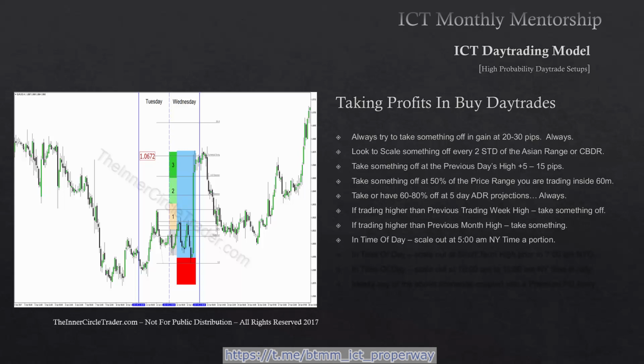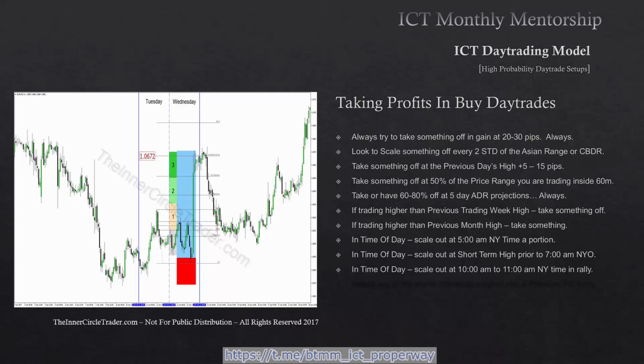In time of day, scale out something at or just above the 5 o'clock hour New York time. In time of day, you want to scale out a short-term high prior to the 7 a.m. New York open. Let me outline this again. These are time of day specific. You want to take some profit when it's bullish and you've been rallying. Whatever that short-term high that's forming prior to 7 a.m., that means there's going to be a short-term little rally going into 7 o'clock. Whatever that high is, as it's rallying, you want to take something off there, because New York could be a reversal.